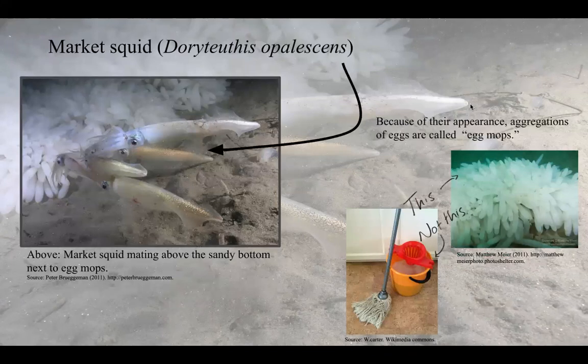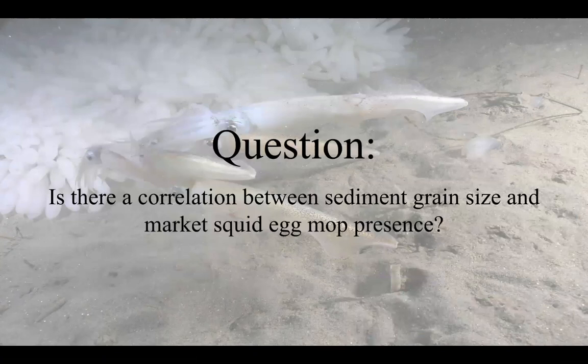If you have ever eaten calamari, then you've had squid. Squid, specifically California market squid, are the focus of our study. Four of them can be seen on this slide as they mate over their white elliptical eggs. Their egg aggregations are referred to as mops because of their appearance. These mops are glued to clumps of sand buried just beneath the surface to keep them in place. We want to answer the question, is there a correlation between sediment grain size and market squid egg mop density?